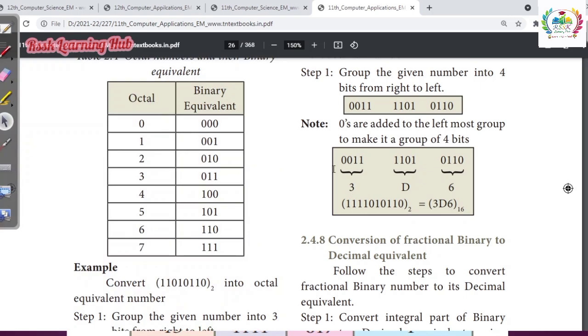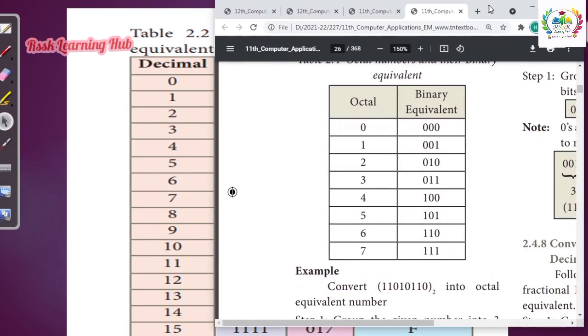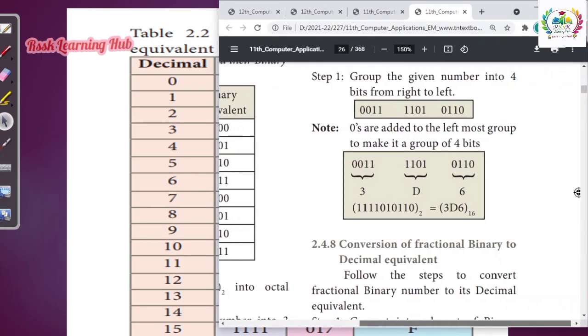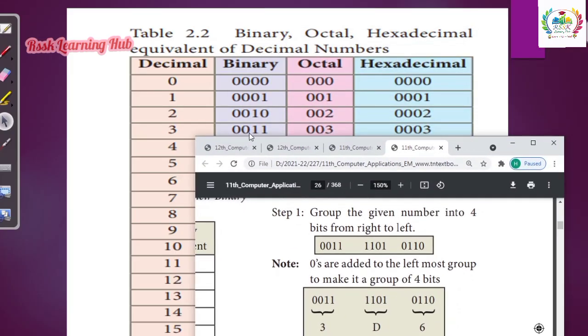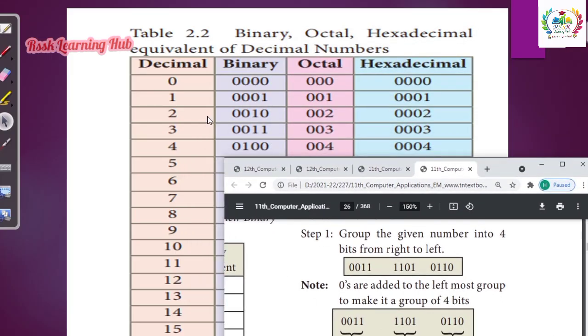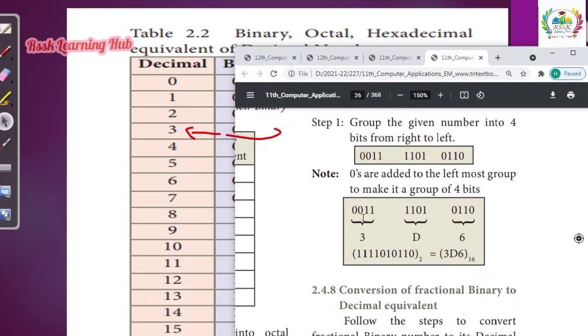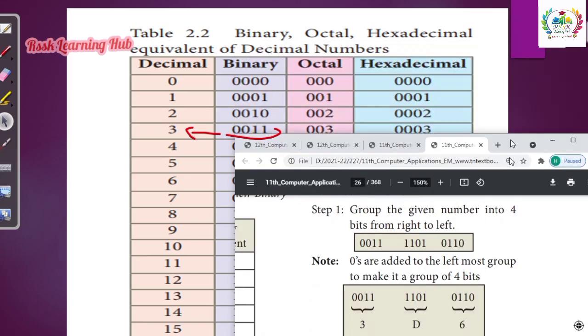Yes, these are 0011. So 0011 means what is the value of it? Compare this one. You just see 0011. Its value is 3. So 0011 indicates 3. So what you have to do is write 3 in this part. Okay, 0011 is 3. Then 1101.